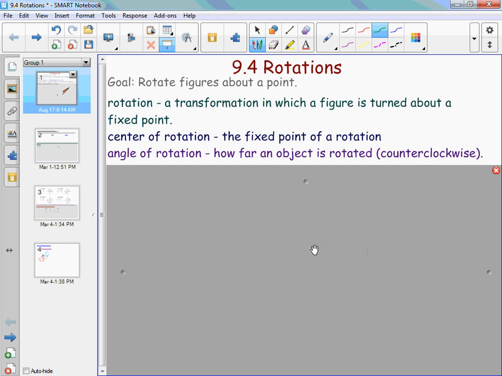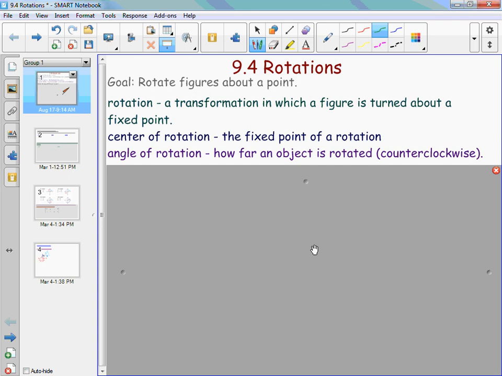Today's discussion is on section 9.4, rotations. Our goal is to rotate figures about a fixed point. So a couple definitions to start. A rotation is a transformation in which a figure is turned about a fixed point. This fixed point is called the center of rotation.